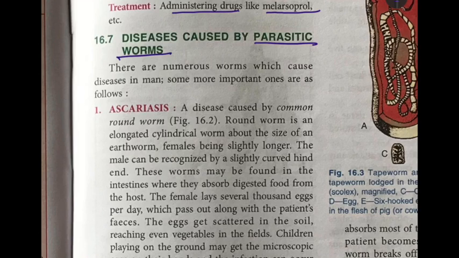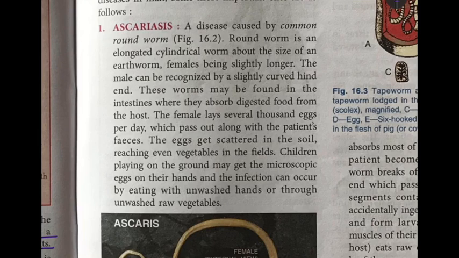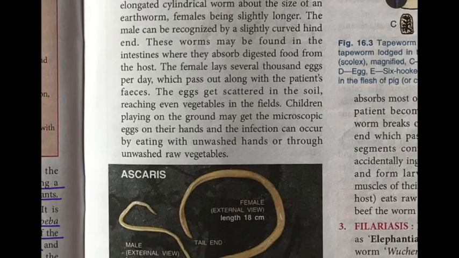Next, we come to diseases caused by parasitic worms. If there are worms in your stomach, in your intestines, there are various diseases caused. The first one is known as Ascariasis. It is a disease caused by the common roundworm. Roundworm, you know, is an elongated cylindrical worm.